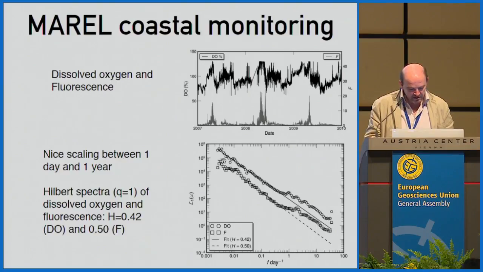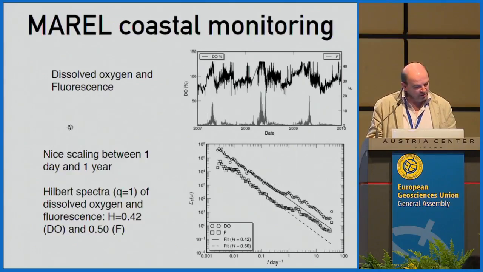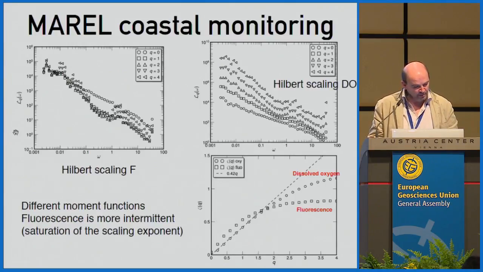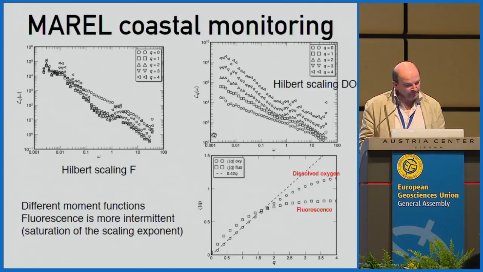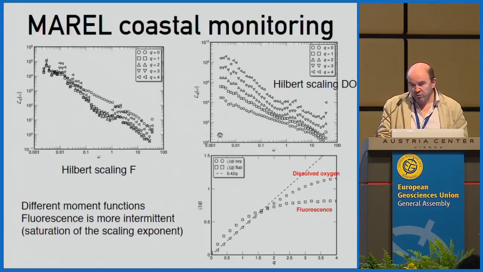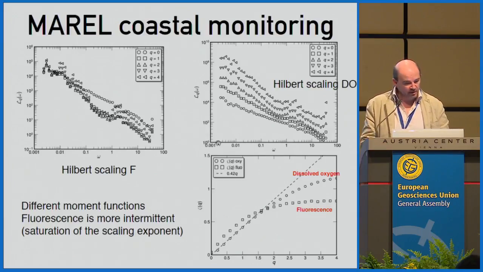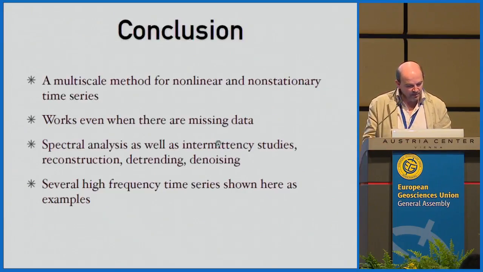We have one day here, and here a very nice scaling range between one day and one year. And so we could do the same, doing some Hilbert generalized moments, also extracting the moment function, and seeing that fluorescence is more intermittent than dissolved oxygen. We have the two nonlinear curves here. So that was two examples showing the method for different time series.